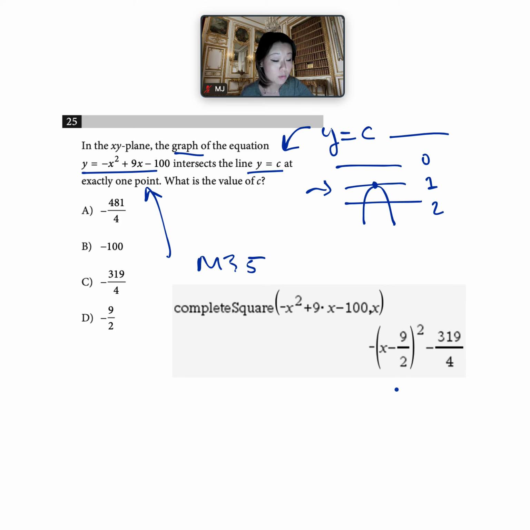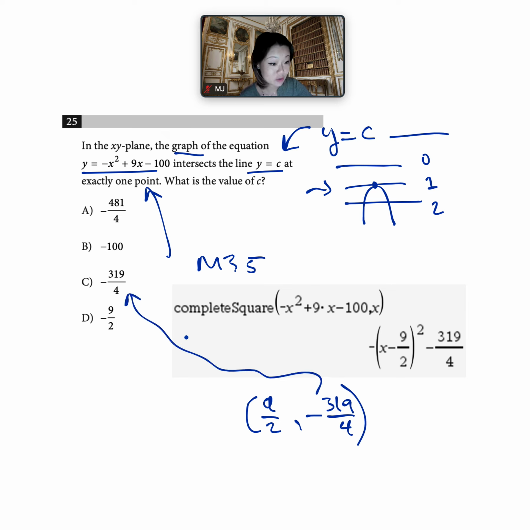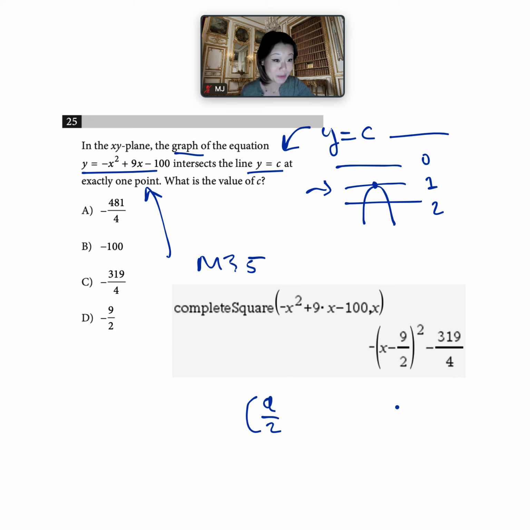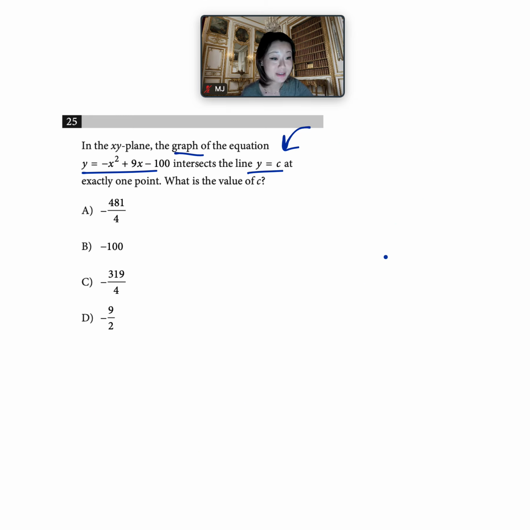And here, what the calculator is saying is that your vertex is 9/2, comma, -319/4. So you're already seeing that that looks exactly like C, which is the correct answer. Essentially, you're going to get your parabola over here at 9/2, -319/4, and then your horizontal line is going to be y equals -319/4.